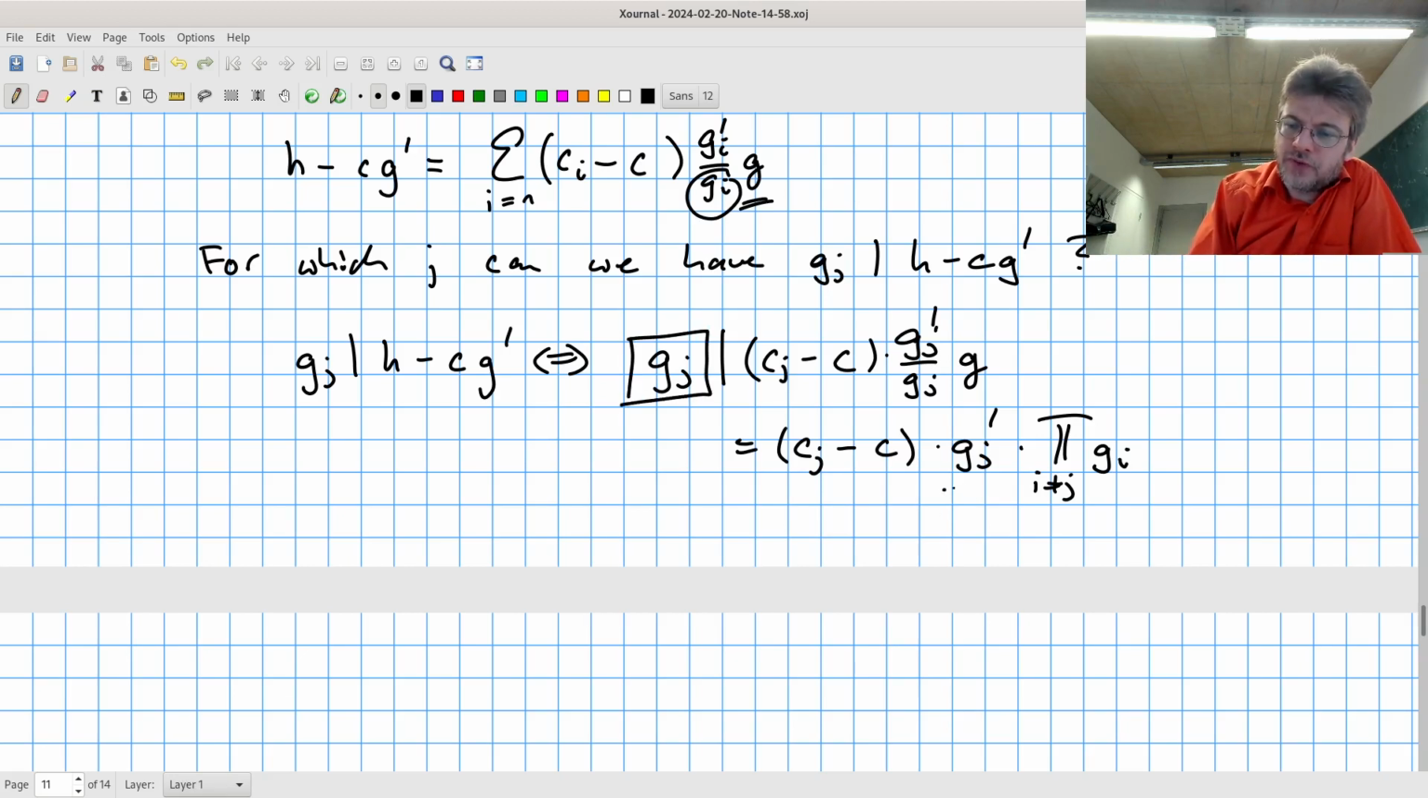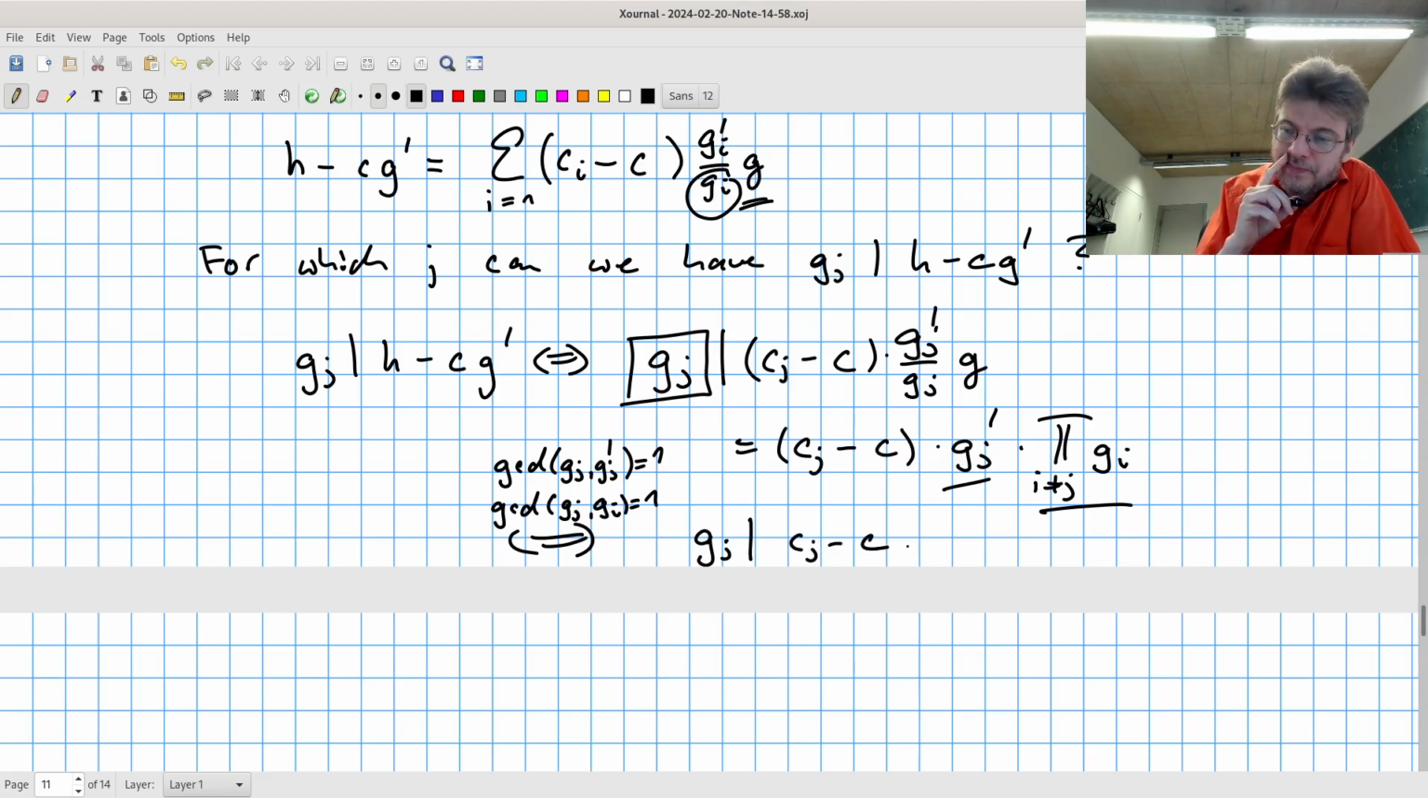How can it have a factor? It cannot have anything in common with this, and it cannot have anything in common with this. So this is equivalent because GCD of Gj and Gj prime is 1, and also GCD of Gj and Gi is 1. So this is the case if and only if Gj divides Cj minus C, because it can't have anything in common with this, and it can't have anything in common with any of those. This is the assumption that the g's are square free, and this is the assumption that the g's are pairwise coprime.